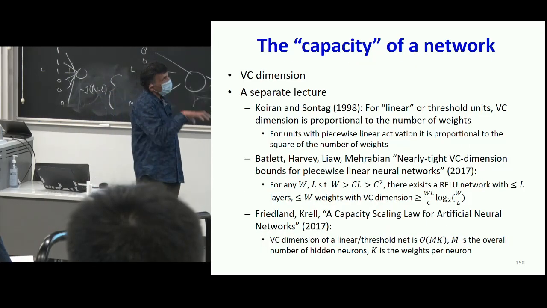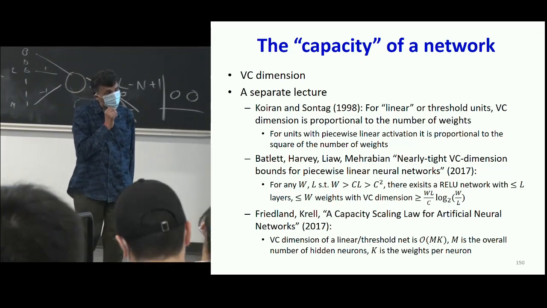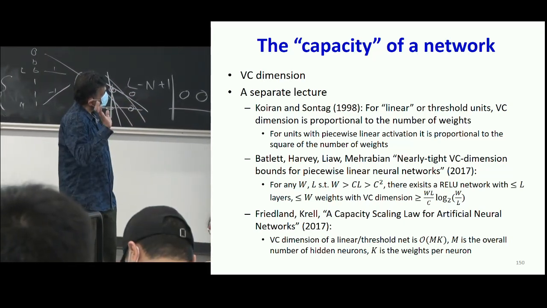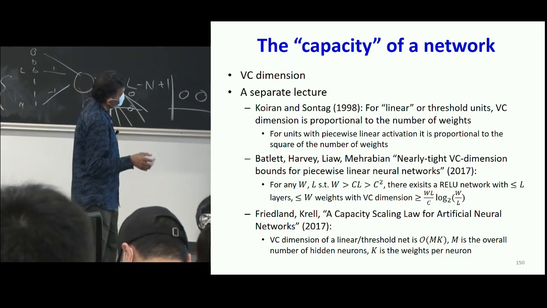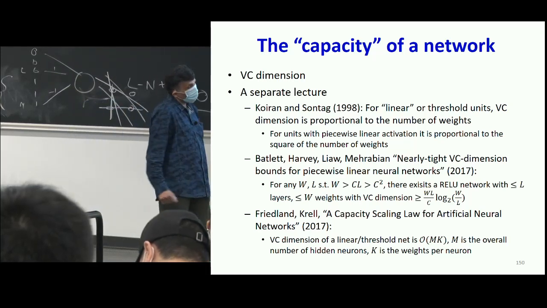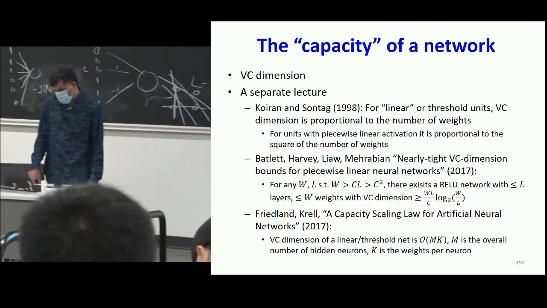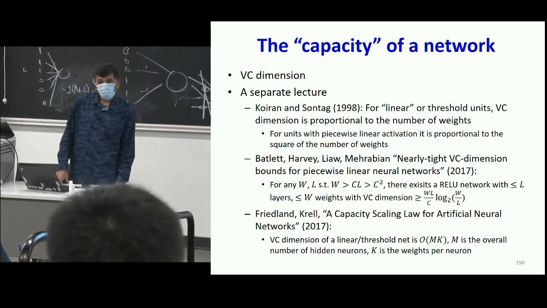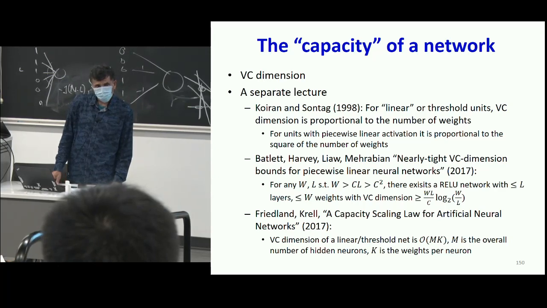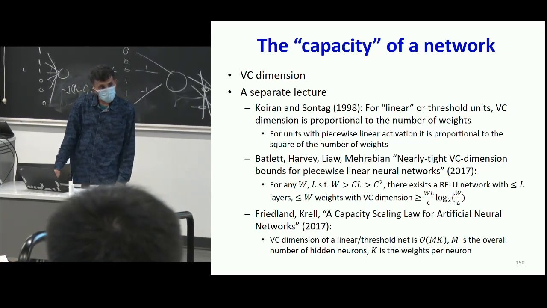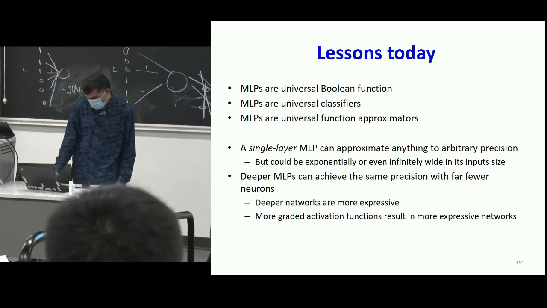Now, there's a lot of work on quantifying the capacity of the network. There's Koiran and Sontag's work from '98, Bartlett's work from 2017. Gerald Friedland and Krell have some very nice description of how you can think of it in information theoretic terms. And if I actually end up having an extra slot, maybe Gerald will do a guest lecture for us.